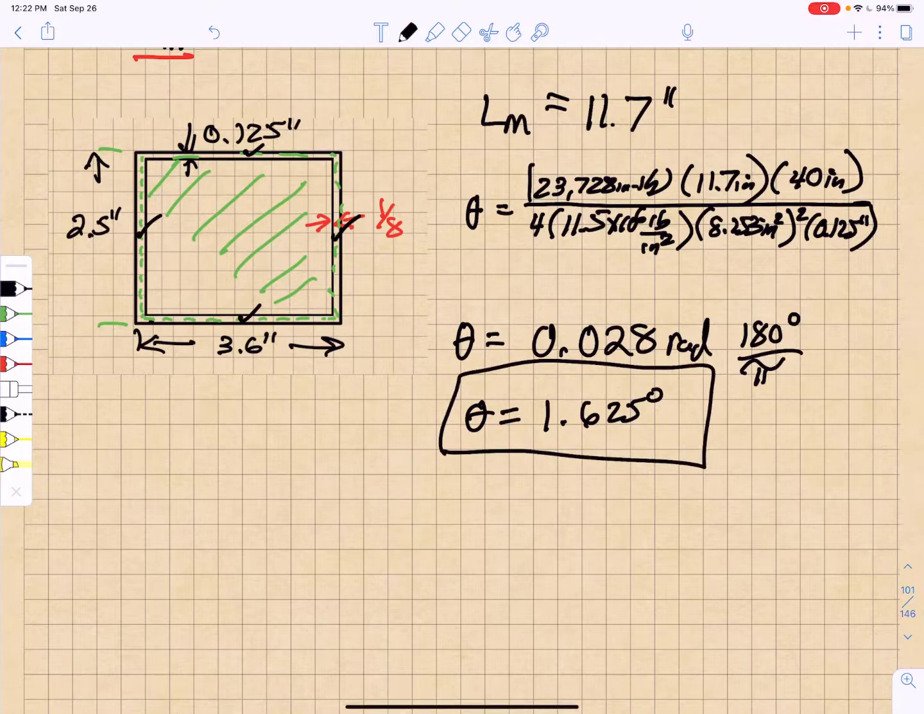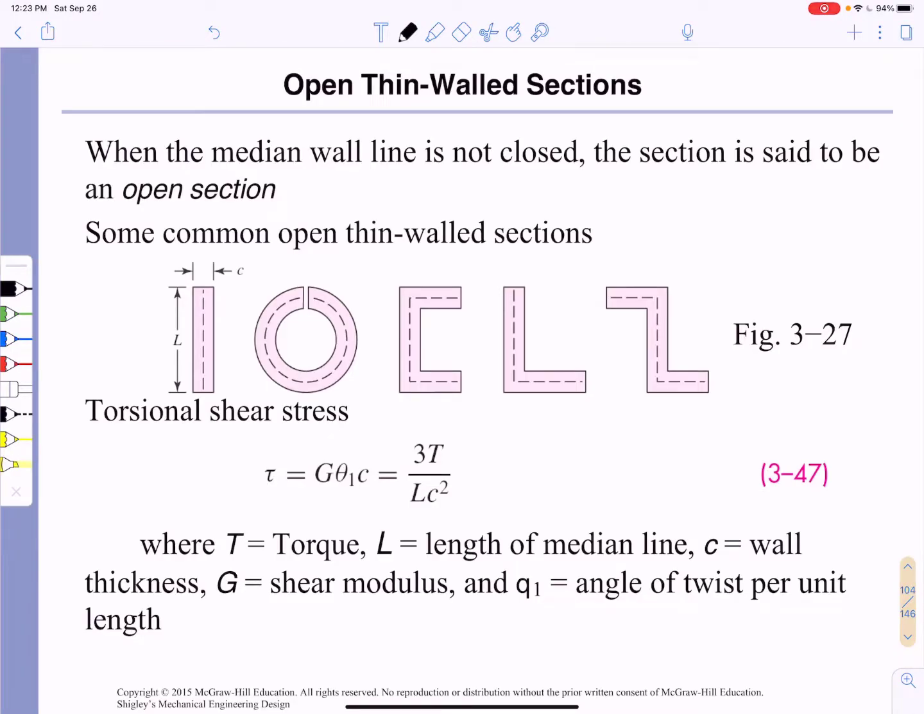We've now solved that problem. Well, now what if we have an open thin-walled section, as shown in figure 327 right here? By open, what we mean is that the shear stress does not form a closed loop around which it can run as we apply torque to this sample. And so we have two things to consider in these open sections. One is, what's the length of the median line that runs through it? And two, what is the thickness of the wall? So we're going to use c now for the thickness of the wall.